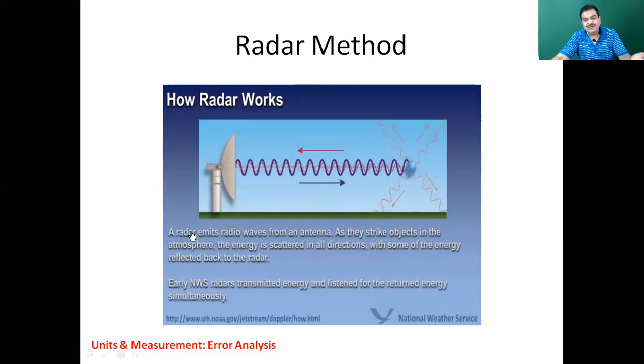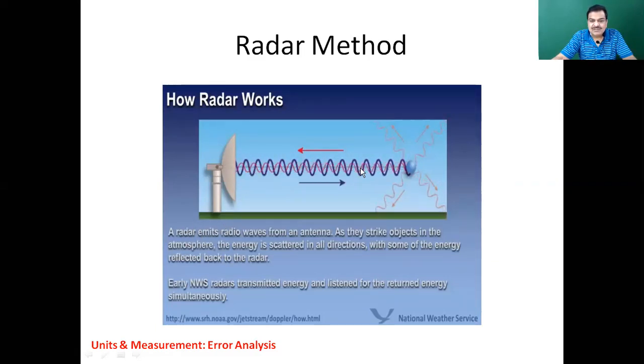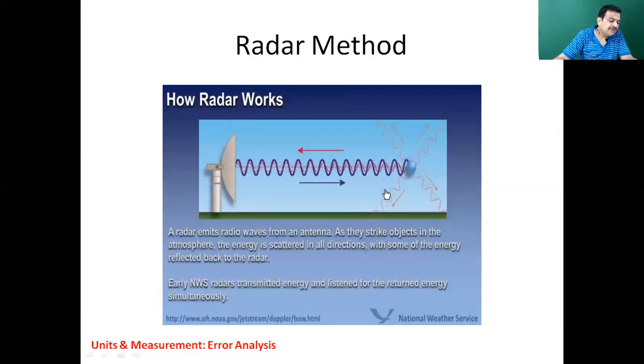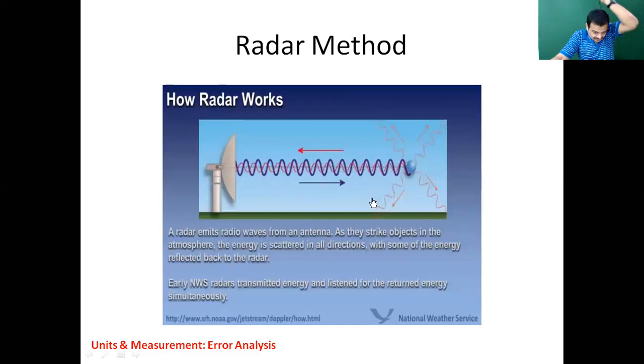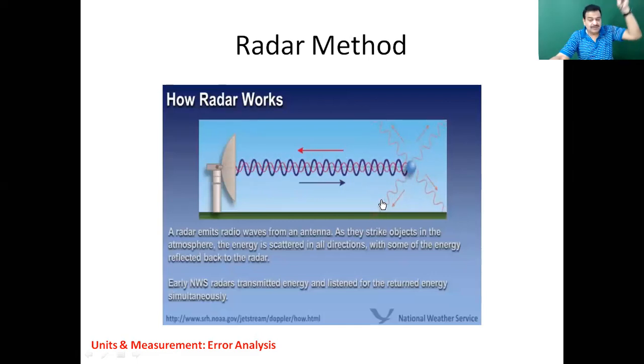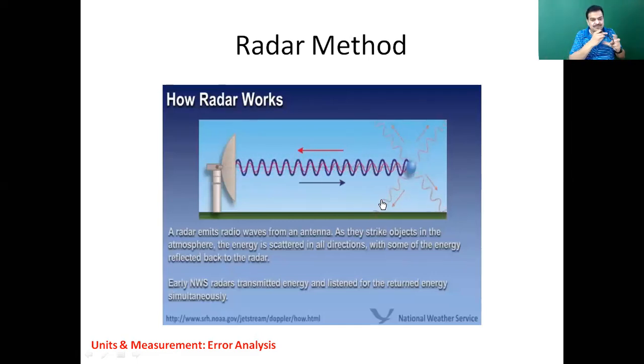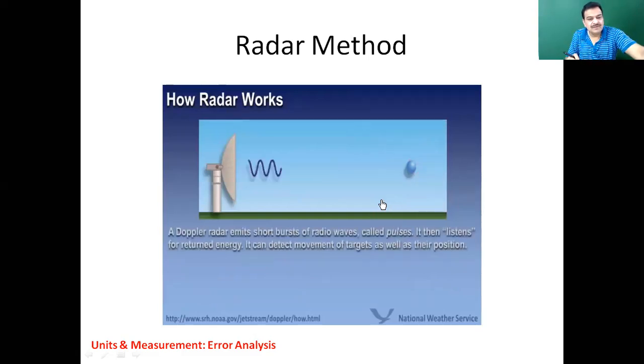A radar emits radio waves from an antenna. As the radiations are coming, they strike the objects in the atmosphere. The energy is scattered in all directions, with some of the energy reflected back to the radar. Early National Weather Service radars transmitted energy and listened for the return energy at the same time. However, a Doppler radar emits short bursts of radio waves called pulses. It then listens for the returned energy.